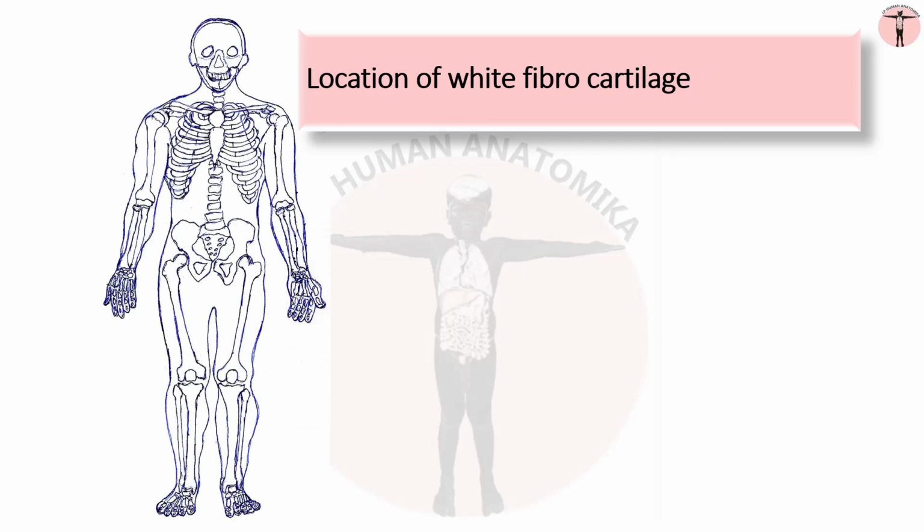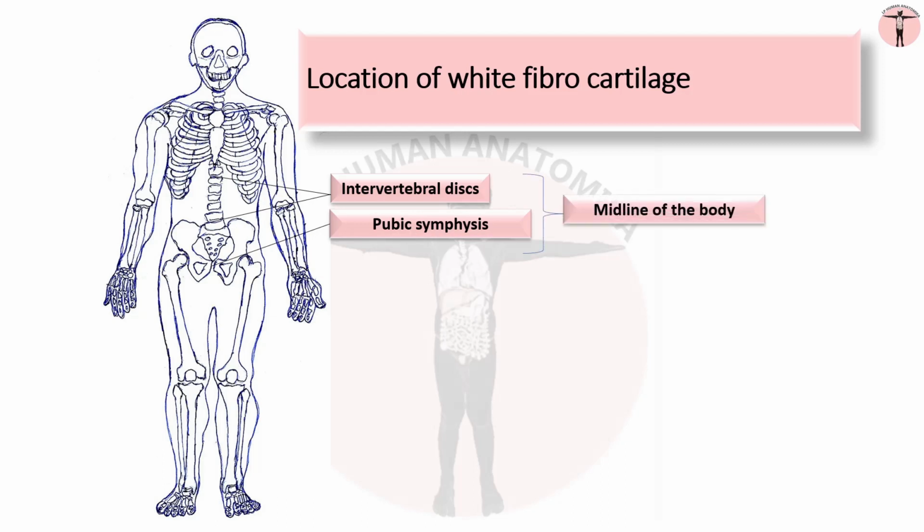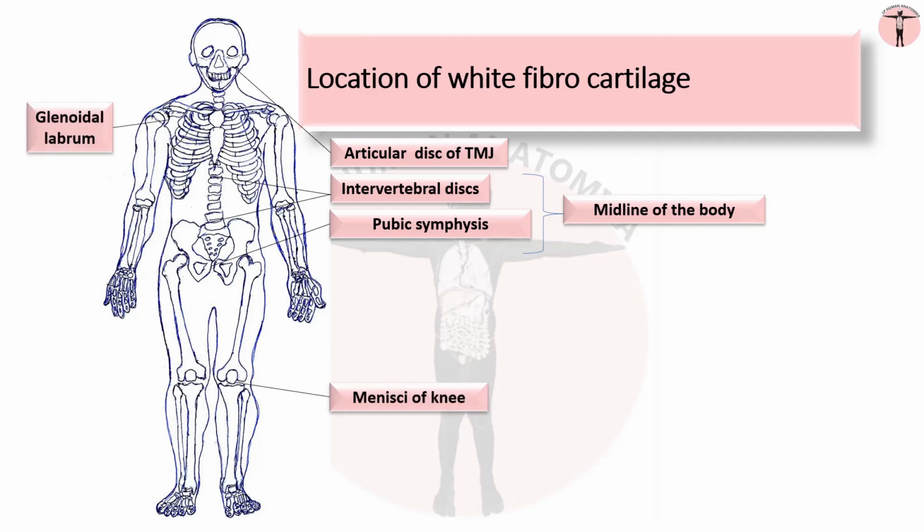White fibrocartilage is located in intervertebral discs, pubic symphysis, which are present in the midline of the body. The other locations are articular disc of temporomandibular joint, menisci of knee joint, glenoidal labrum of shoulder joint, and acetabular labrum of hip joint. With this, we have completed the specific features of hyaline, elastic, and white fibrocartilage. In the next session, I will be discussing clinical anatomy of cartilage.